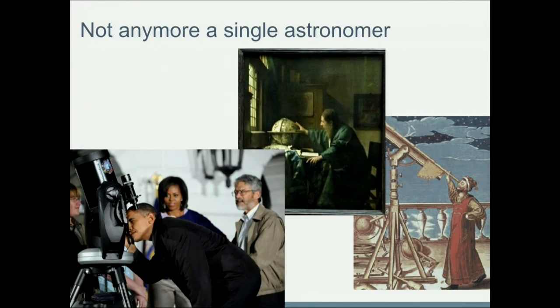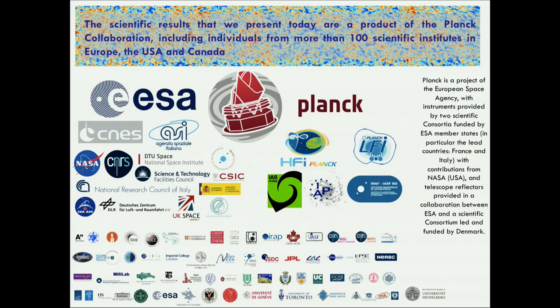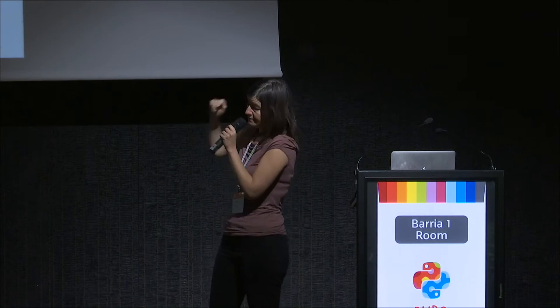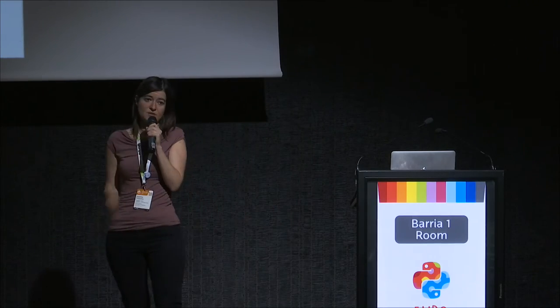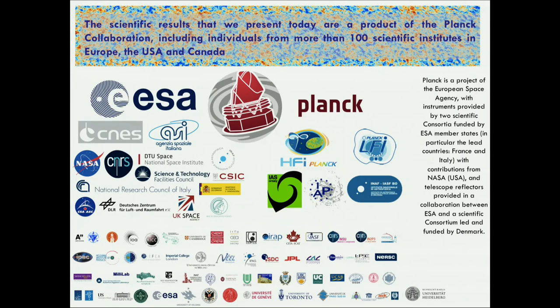And I would like to stress that this is not the work of a single astronomer, a single person who writes down strange equations on the blackboard or looks at the telescope from somewhere. This is really an enterprise in a way. This is work that involves huge, large collaborations. So I'll tell you something about the two I'm in. The first one is Planck. This is a collaboration of about 100 scientific institutes in Europe, in the US, and in Canada. It involves about 500 people.